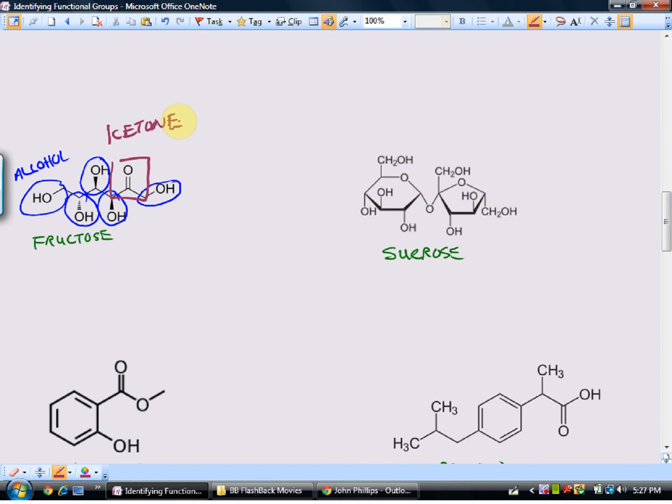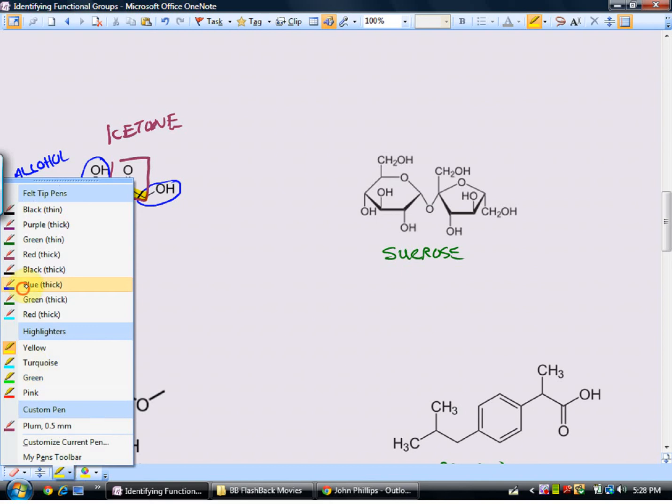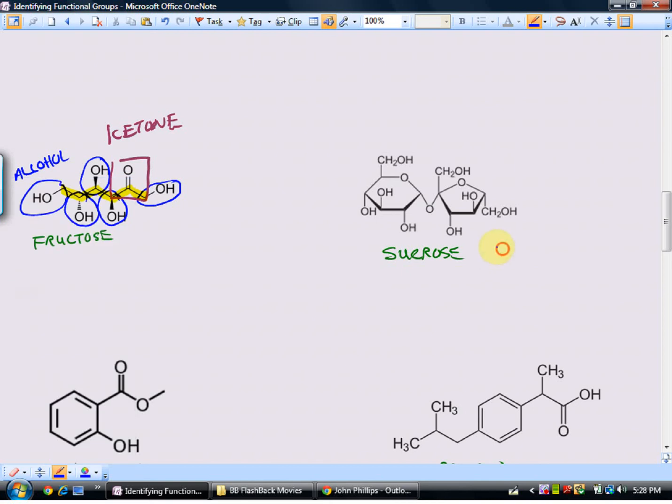So fructose is a molecule that contains 2 functional groups. It contains 5 alcohol functional groups, and it contains a ketone group. Okay? Notice that the backbone of the molecule is what? The backbone of the molecule is our carbon chain. Okay? So there's our carbon chain. So that's the backbone of the molecule. We've added additional atoms to add specific functionalities. So fructose has some of the properties of a ketone. It has some of the properties of an alcohol. Let's take a look at sucrose. Sucrose is the common name for sugar.